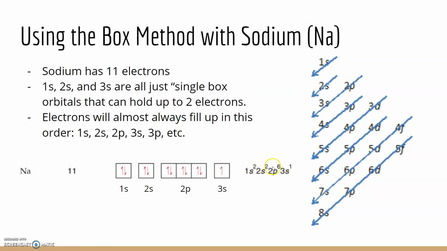And if you add these exponents up, in this case they're not really exponents, but if you add these exponents up, 2 plus 2 plus 6 plus 1, you will always get the number of electrons in the element, because this adds up to 11, and sodium has 11 electrons.